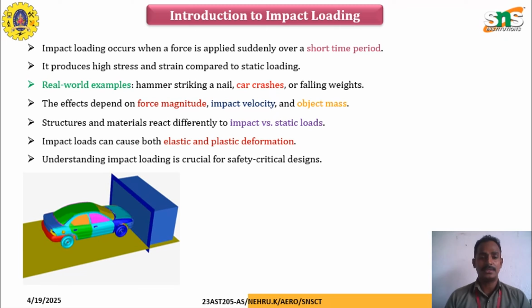It produces high stresses and strains compared to static loading. Examples are a hammer hitting a nail, a car crash, and falling weights. The effect depends upon the force magnitude, impact velocity, and object mass. The structure and material react differently to impact and static load. Impact load can cause both elastic and plastic deformation, and it is crucial for safety-critical design. So engineers must understand the material and the load, and also the safety criteria, while designing the components.